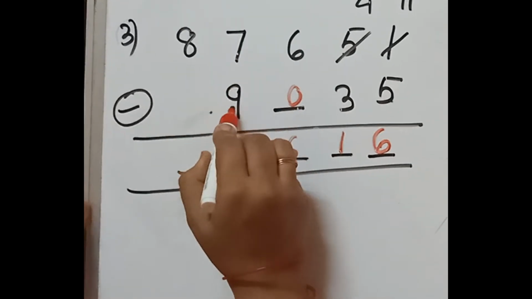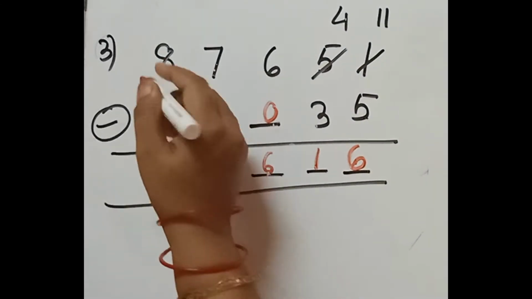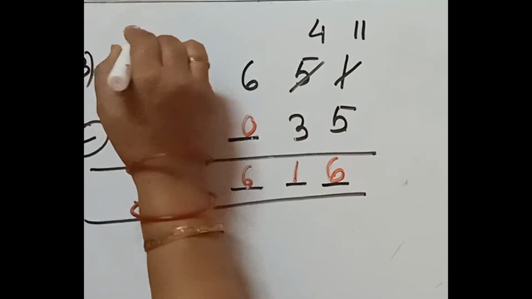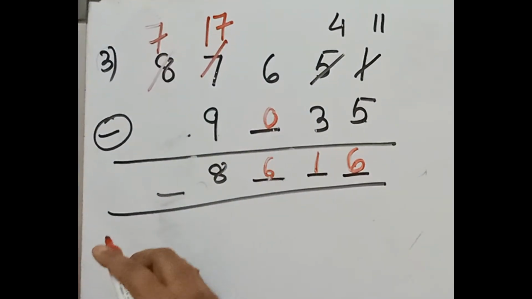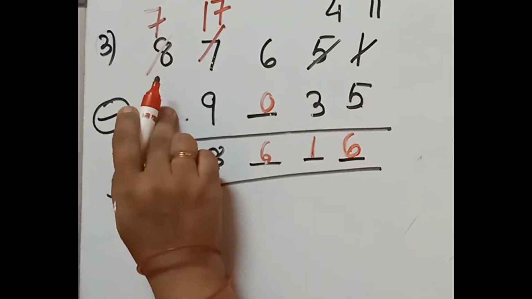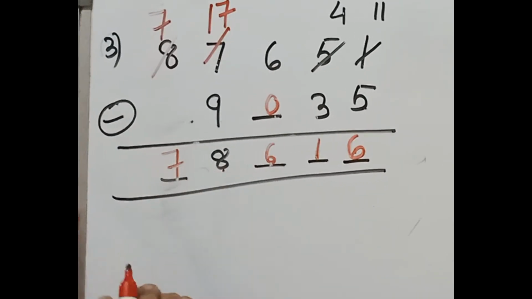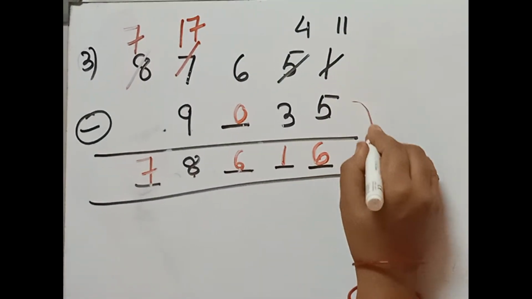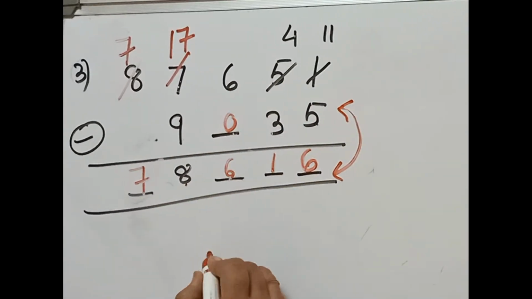Now from 7 minus 9. From 7 we are not able to subtract 9. So again it becomes 7 and it becomes 17. Now 17 minus 9 we are getting 8. And here there is no number, so 7 will become 7. Okay. Now again we have to add these two and check whether this number is correct or not.